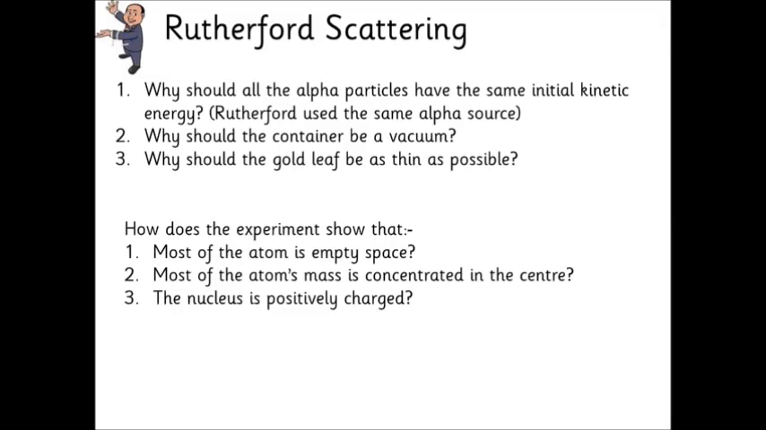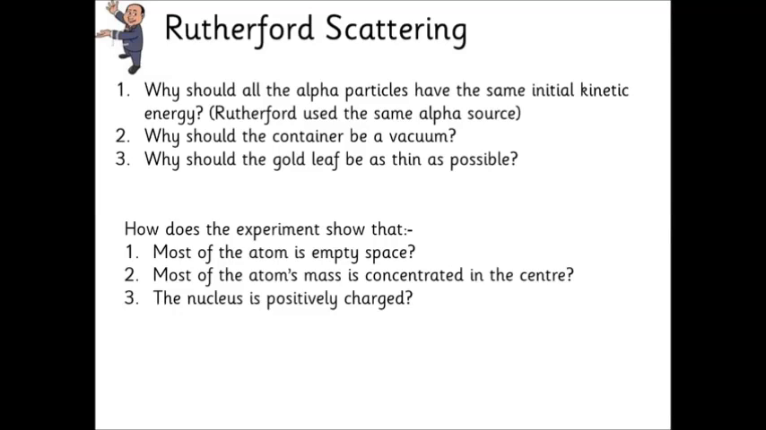Obviously the alpha particles need to have the same kinetic energy so that the deflections or repulsions and changes of path that occur can be analysed, knowing that the initial energy was the same. The container needs to be a vacuum so the alpha particles do not interact with anything other than the gold foil. Why should the gold leaf be as thin as possible? We'd like the alpha particles to have as few interactions as possible as they go through, so the fewer atoms thick it is, the more chance you've got of having fewer interactions.